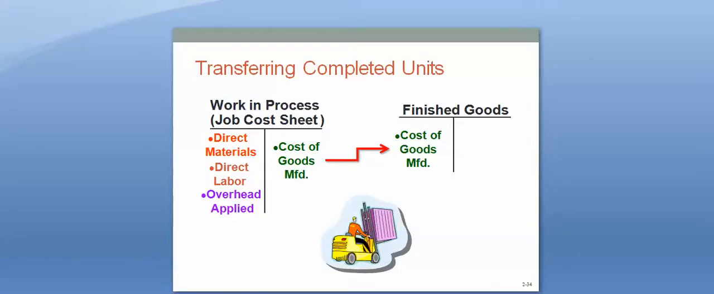Once we've completed units, we're going to need to transfer those units. We'll take them off the shop floor and move them into finished goods. So the physical flow will be moved off our production floor and into finished goods, and we'll also need to record journal entries to transfer those costs. And that journal entry will involve a credit to work in process and a debit to finished goods.